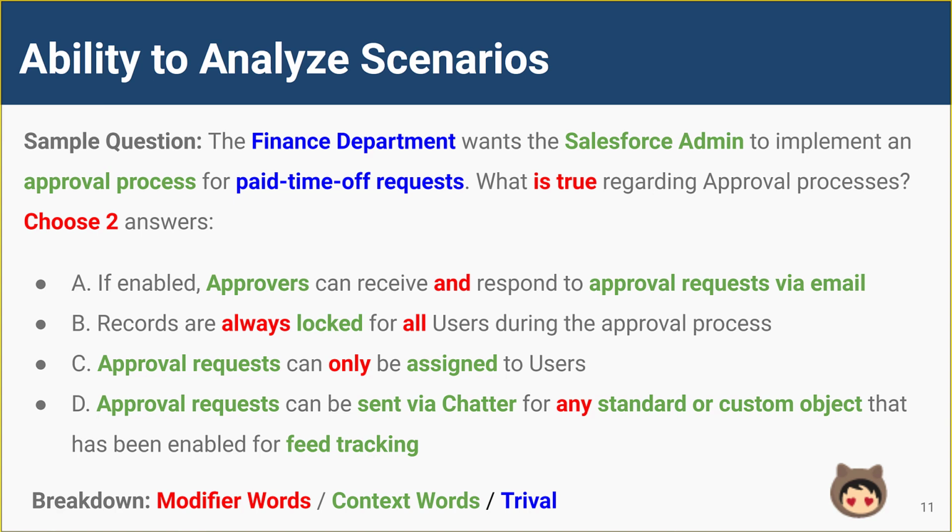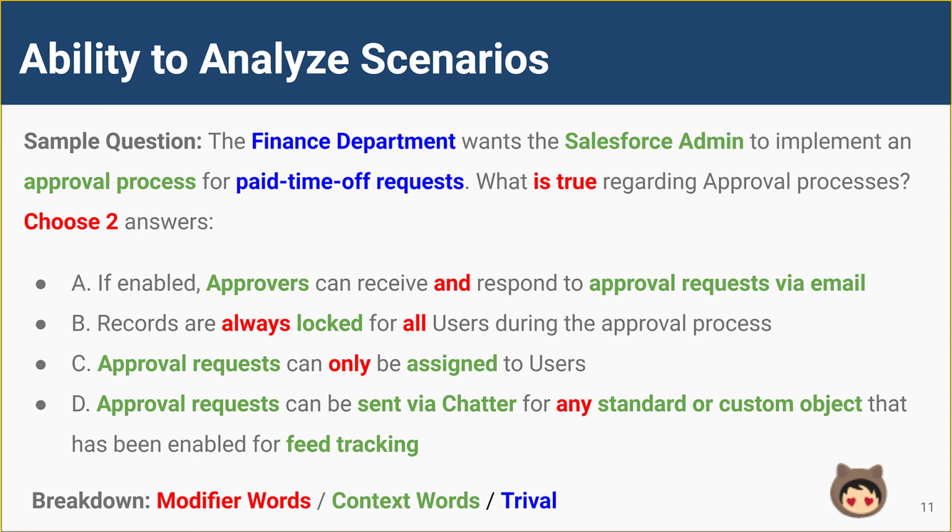Moving on to context words. These are in green. Scanning the question tells us that the overall focus of the question is approval processes and that we're approaching our analysis of the question from the point of view of a system administrator instead of some other user. Scanning the answers reveals that we need to pick out true statements related to methods for requesting approval, as mentioned in answers A and D, assignment of approvers, as mentioned in answer C, and record locking within the approval process, as mentioned in answer B. This helps us further focus our thought processes.